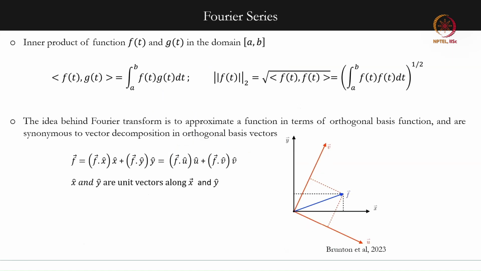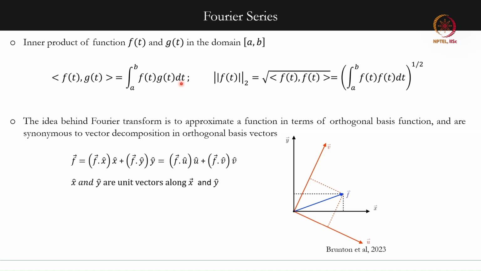So before moving on to the Fourier series representation of a time series signal, we need to walk through a few definitions. So we'll start off with the inner product of functions. Say we have two time series signals f(t) and g(t) that are defined in the domain [a, b]. Then we can define the inner product between the two functions as an integral that runs from a to b, which is basically the size of the domain, of f(t) g(t) dt. So we can think of this as basically a vector product equivalent in the function space.